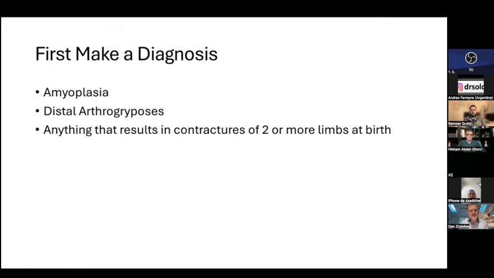The most common form of arthrogryposis is amyoplasia, followed by the distal arthrogryposes, which are a whole set of them, and these are usually autosomal dominant. And then you have anything that results in a contracture of two or more limbs at birth, which is essentially the diagnosis. But if it doesn't fall into one of these other two categories, such as neuromuscular diseases like amyotrophic, then it's one of these.